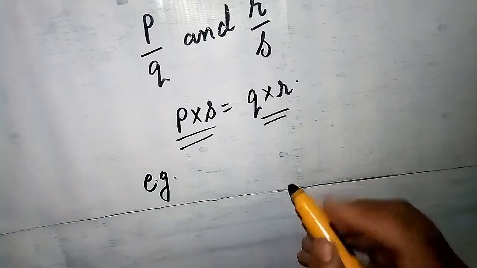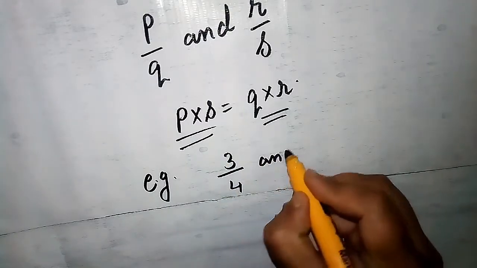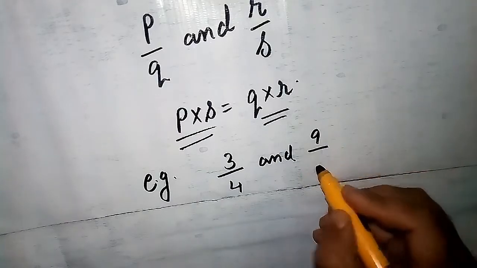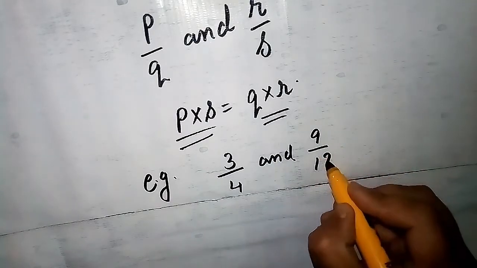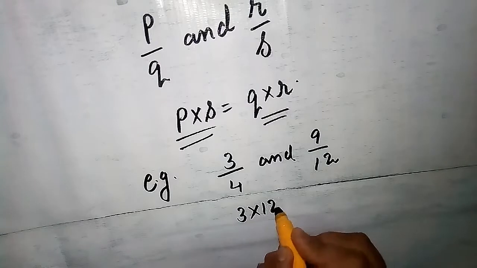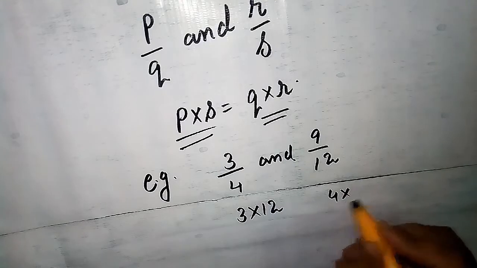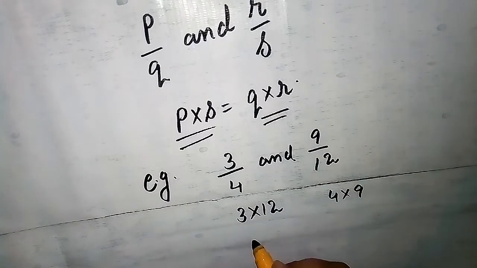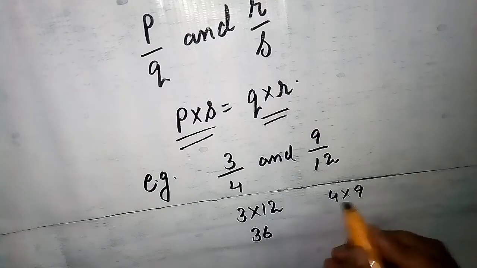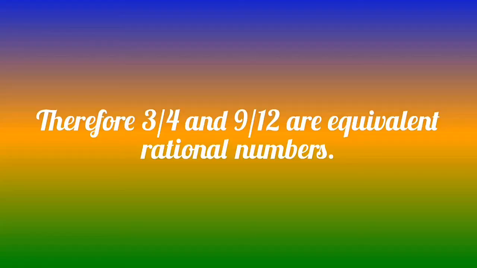Let our rational numbers be 3 upon 4 and 9 upon 12. Now if we have to check whether these are equivalent or not, then cross multiply them. 3 multiplied by 12 and 4 multiplied by 9. Now check whether this cross multiplication is equal or not. So 12 3s are 36 and 4 9s are also 36. Yes, they are equal. Therefore 3 upon 4 and 9 upon 12 are equivalent rational numbers.